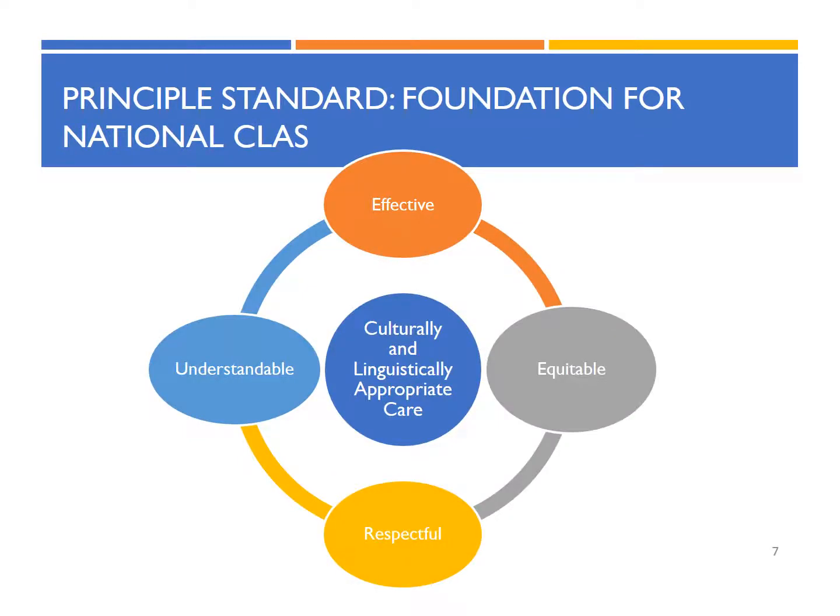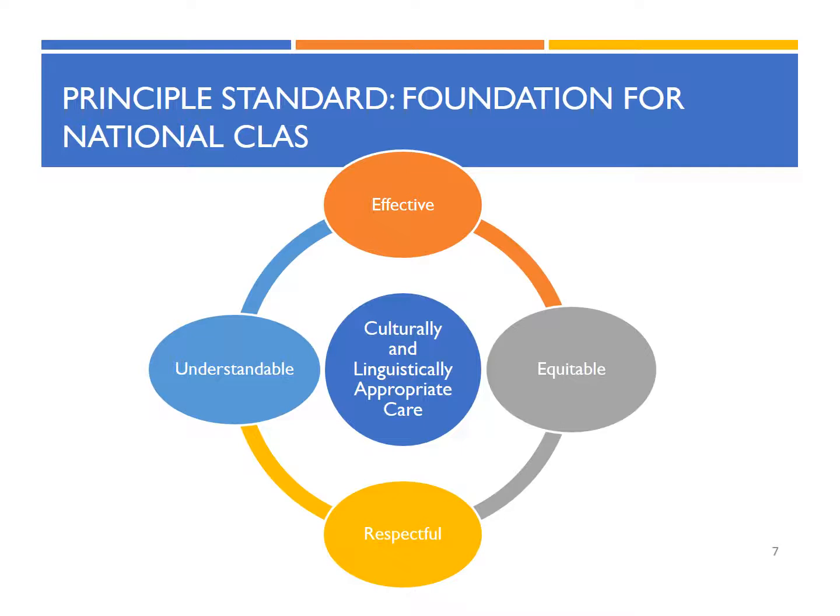The principal standard, or Standard 1 of the National CLAS Standards, serves as the foundation for the rest of the standards, which provide guidance to organizations seeking to provide culturally and linguistically appropriate behavioral health services. It reads: to provide effective, equitable, understandable, and respectful quality care and services that are responsive to diverse cultural health beliefs and practices, preferred languages, health literacy, and other communication needs.